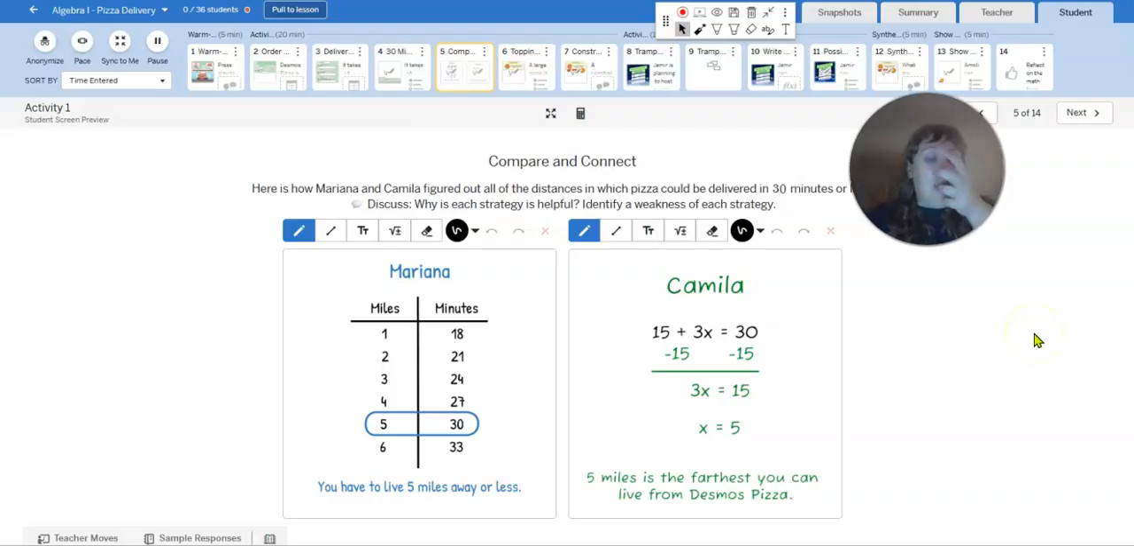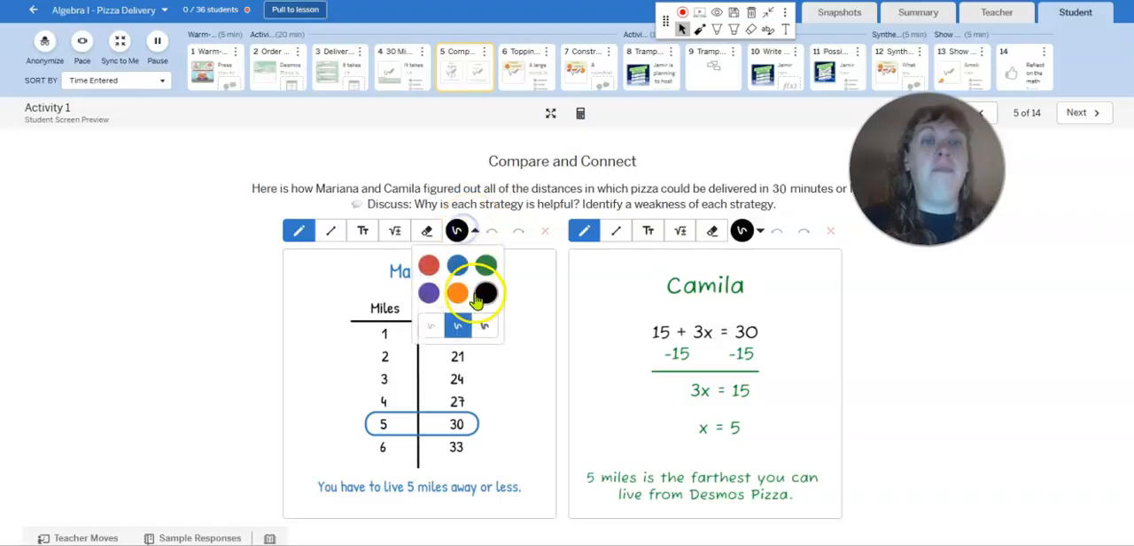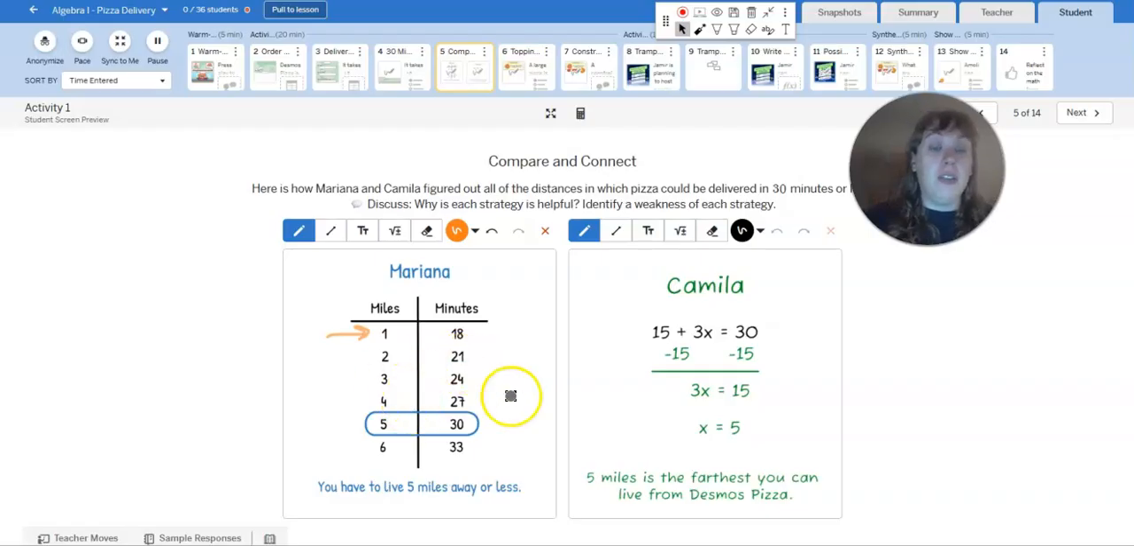Here is how Mariana and Camilla figured out all the distances in which the pizza could be delivered in 30 minutes or less. Discuss which strategy is helpful. So Mariana made a table that says if it's 1 mile away, it'll take 18 minutes. 2 miles, 21. 3 miles, 24. 4 miles, 27. And then they got to 5 miles is 30. So at this point, they know, okay, we can't go any further than 5 miles away. That's going to be our maximum.